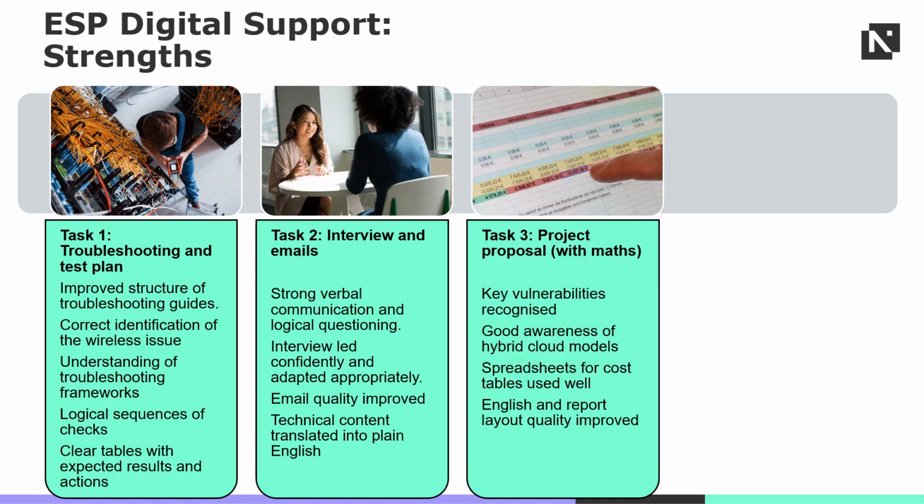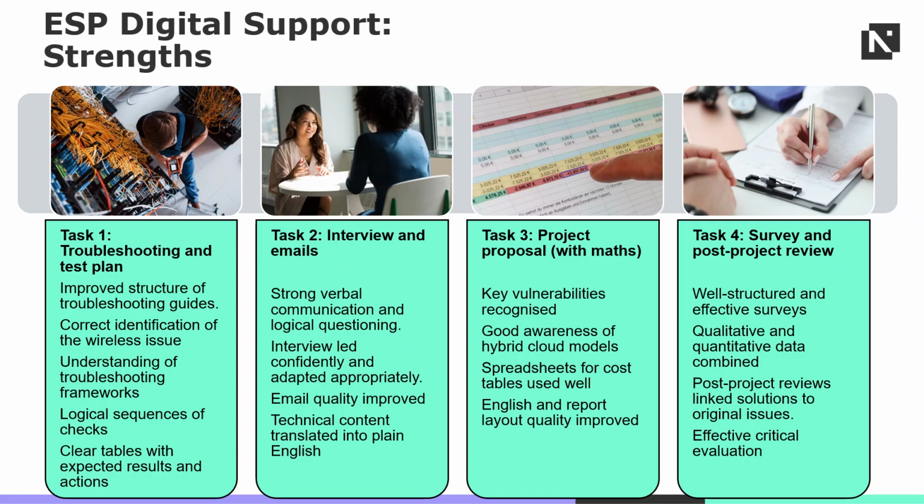For task 3, the project proposal, many students recognised key vulnerabilities in cloud storage technology setup. There was a good awareness of hybrid cloud models using OneDrive with a Windows server, and some strong responses demonstrated RAID, BitLocker and role-based access control. Students consistently used spreadsheets for cost tables, showing subtotals, totals and recurring costs. And the quality of English and report layout improved, with many achieving 3 to 4 marks for the written communication.